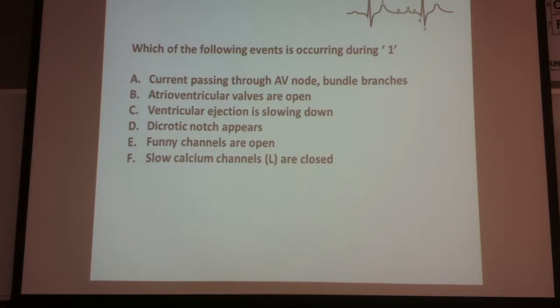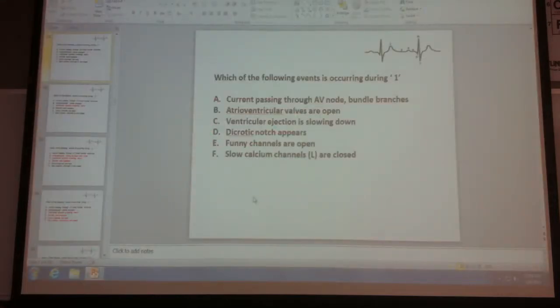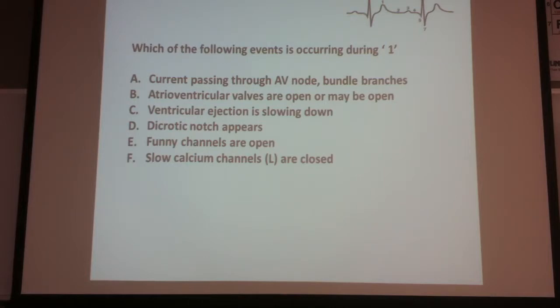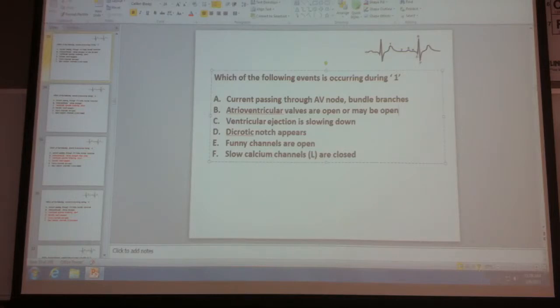Atrioventricular valves are open. Depending on where we are, they can be open. So maybe we could change it to that. Are opening. They are open. They're starting to open. Or maybe open, depending on where we are. Okay? Ventricular ejection is slowing down. Yes. All right. So for ventricular ejection to be slowing down, our valves have to actually be open.